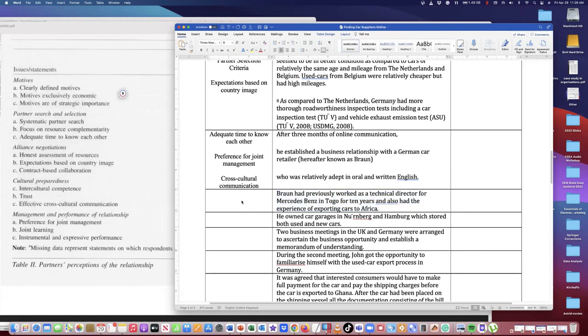There's another thing there. Experience in exporting cars to Africa. That one too is intercultural competence. What about instrumental and expressive performance? Instrumental and expressive performance, because he had been the technical director for Mercedes-Benz. It's a big one, it's true.